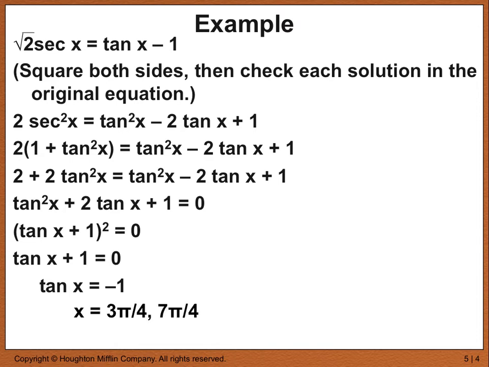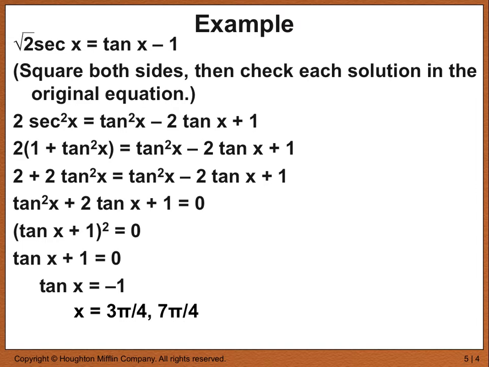And that only happens in two places on the unit circle, these two places, 3 pi over 4 and 7 pi over 4. If you look at 3 pi over 4, you'll see that you have a negative x-coordinate and a positive y-coordinate. So y over x will be negative 1. And in 7 pi over 4, you have a positive x-coordinate and a negative y-coordinate. And likewise, y over x will be negative 1. So these are our candidates.